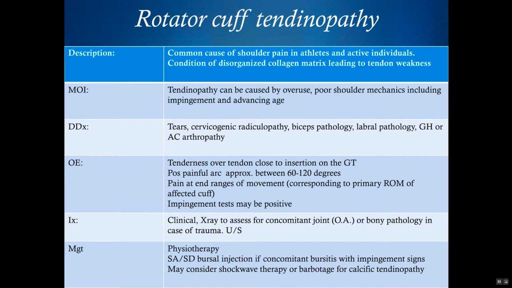Next, we'll talk about rotator cuff tendinopathy, which is somewhat related to the previous slide. Rotator cuff tendinopathy, essentially, you can think of as degeneration of the tendon, and more specifically, it's a condition of disorganized collagen matrix that leads to tendon weakness. Again, similar to the tears, tendinopathy can be due to overuse, poor mechanics, including impingement, and advancing age, just due to the natural wear and tear on the body as we age, especially in people who have heavy demand in terms of their arm use, whether for work or for sport.